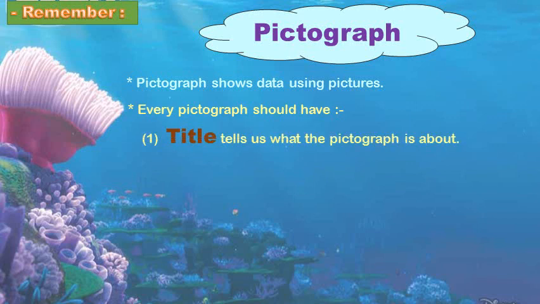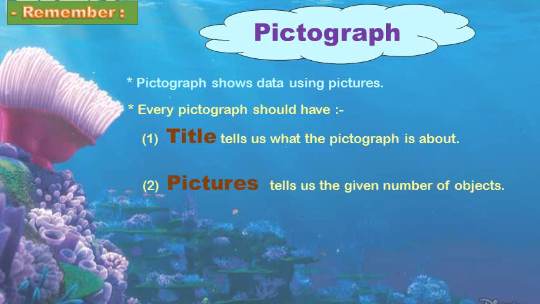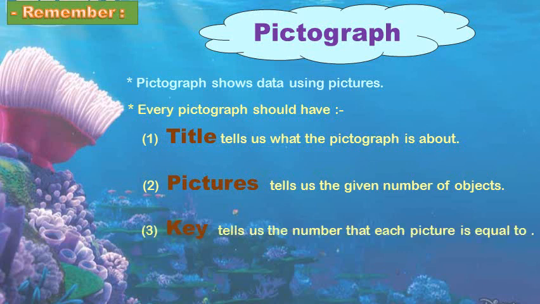First of all, it must have a title. The title tells us what the pictograph is about. Second is the pictures. The pictures tell us the given number of objects we have on the graph. And third thing is the key, which tells us the number that each picture is equal to.